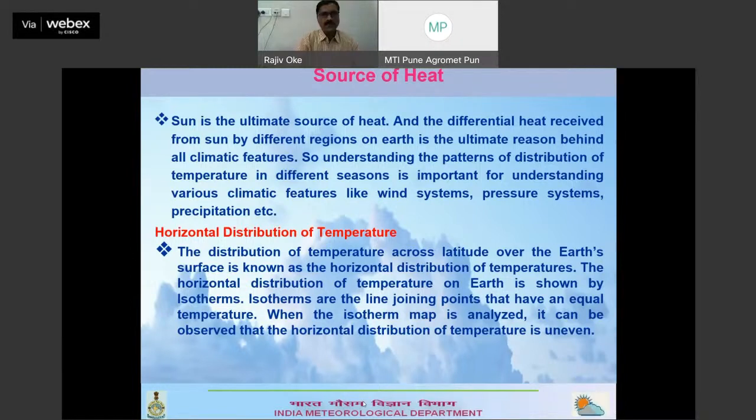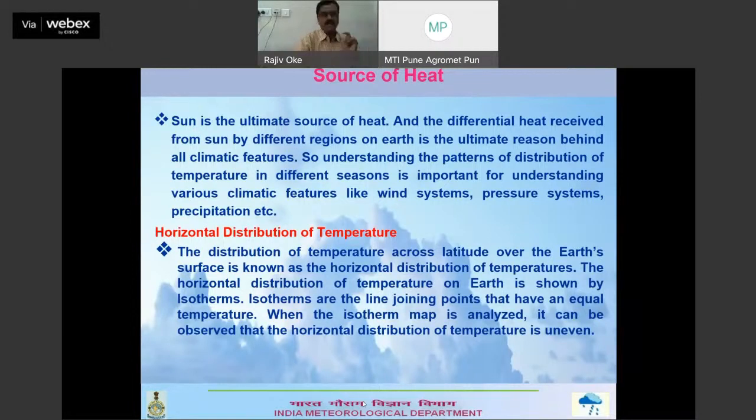Understanding the pattern of distribution of temperature in different seasons is important for understanding various climatic features such as wind, pressure systems, precipitation, etc. Regarding horizontal distribution of temperature, the distribution of temperature across the latitudes over the Earth's surface is known as the horizontal distribution of temperature. It is shown by isotherms. What are isotherms? Isotherms are lines joining points that have an equal temperature.